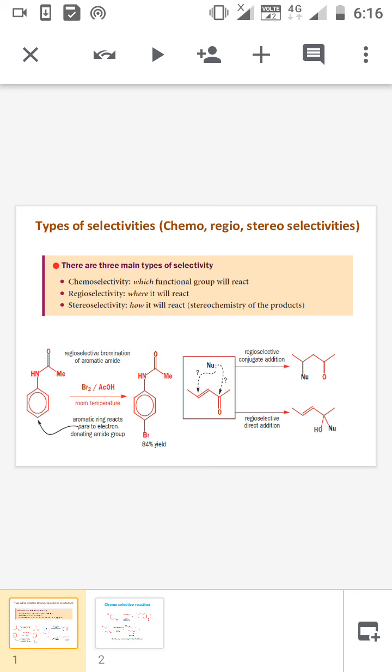So if the university asks an essay-type question, you should first write the name, the types of selectivity, and quote chemoselectivity and write the definition, regioselectivity, write the definition like that, and quote some examples.